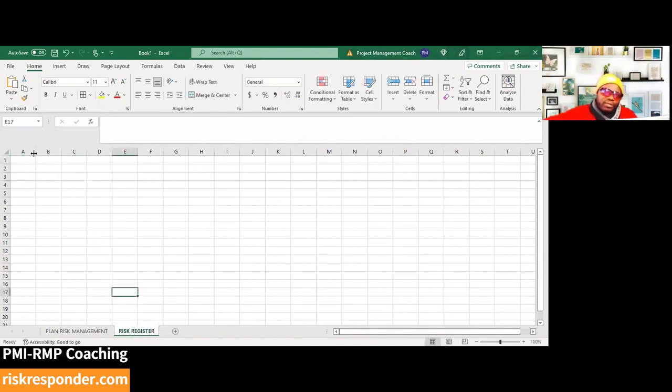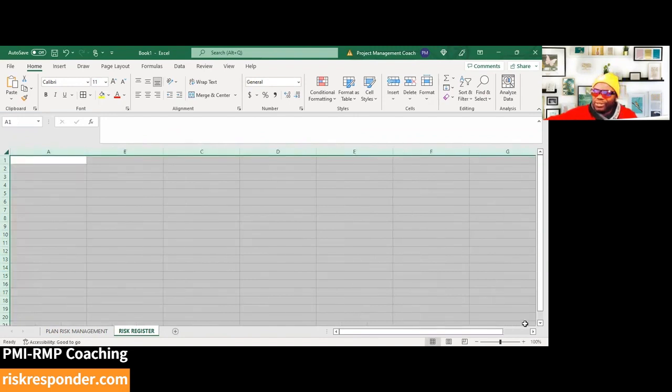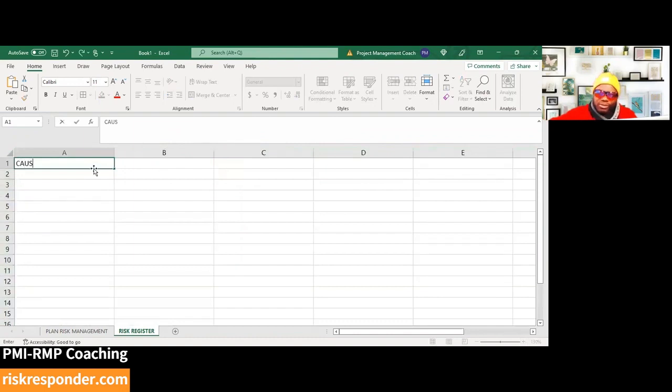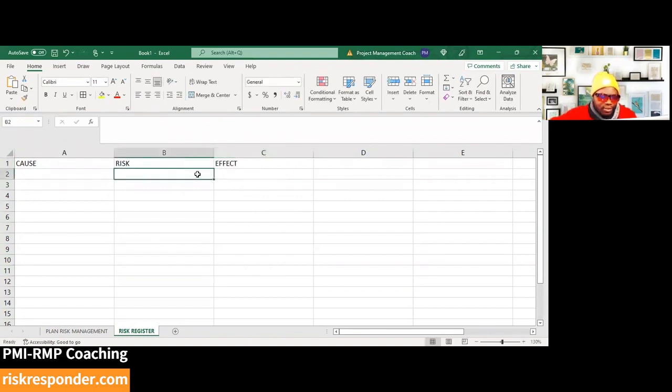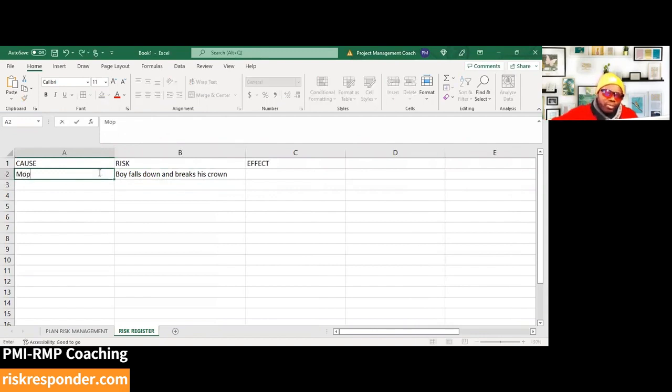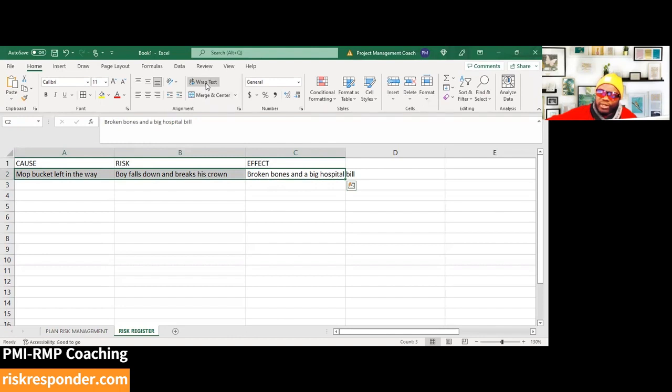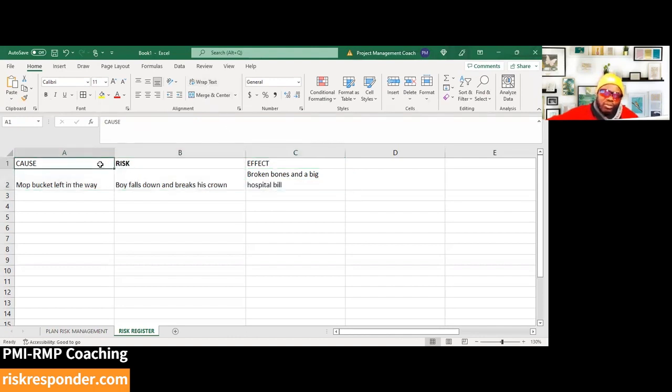The risk register is going to have these fields, and I'll make it a very simple register, but it's going to have the cause, the risk, and the effect. So let me show you an example of a risk. An example of a risk could be boy falls down and breaks his crown. That's the risk, right? What is the cause? Mop bucket left in the way. What is the effect? Broken bones and a big hospital bill. Now, I'm kind of putting some of these in jest to make it more fun, but the idea is to not just identify the risk, but to identify the cause and effect.